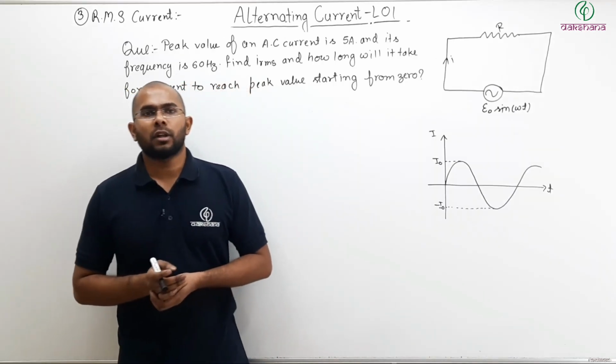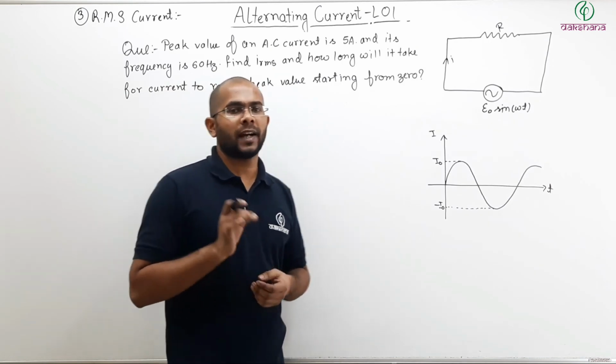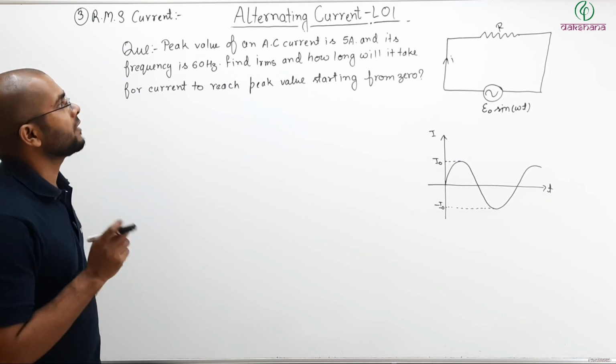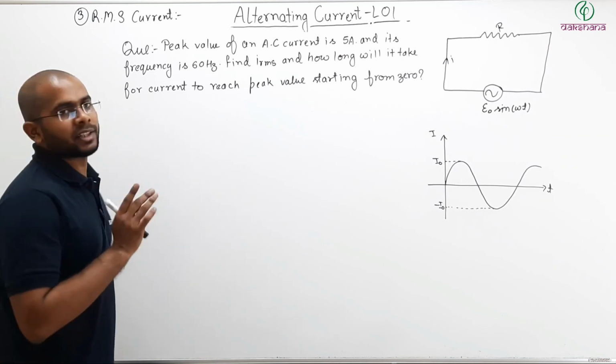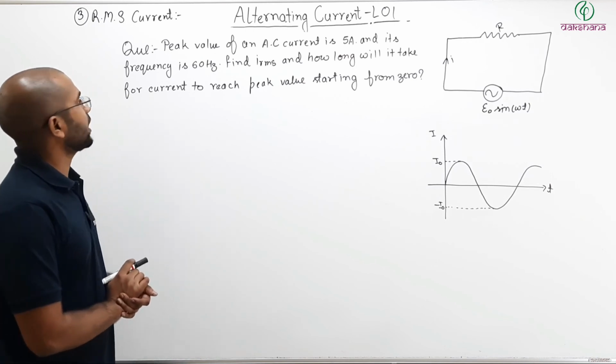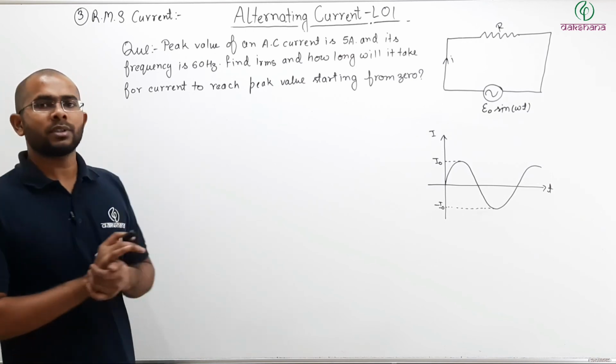Now let us try to solve an easy question based on your IRMS. Here the question is, the peak value of an AC current is 5 ampere and its frequency is 60 Hz. Find IRMS and how long will it take for the current to reach peak value starting from 0.